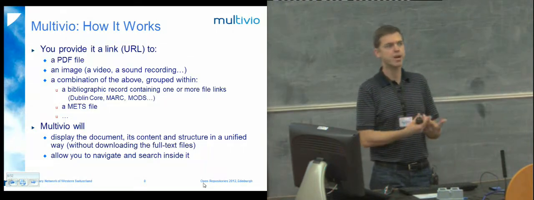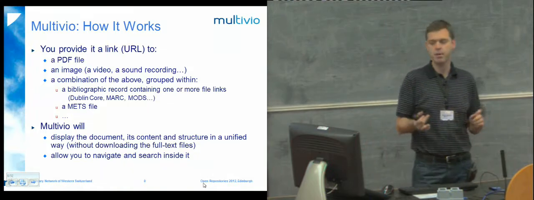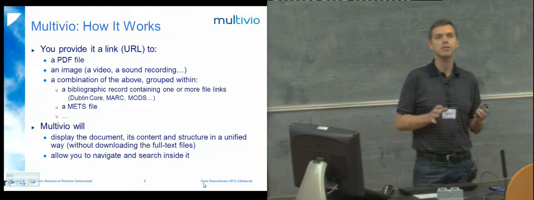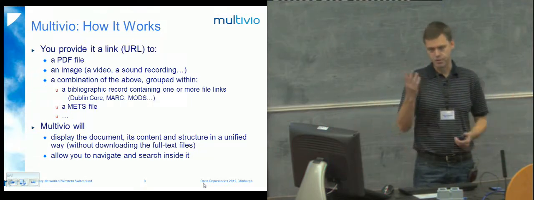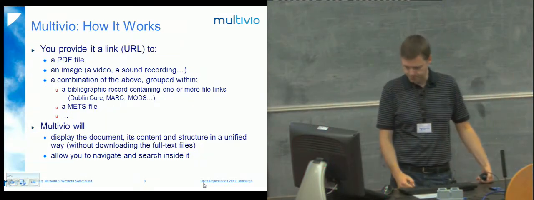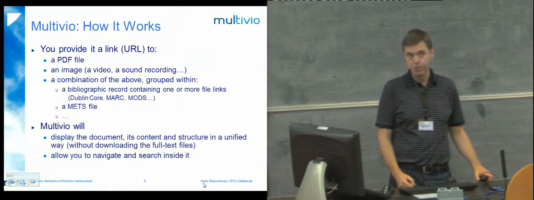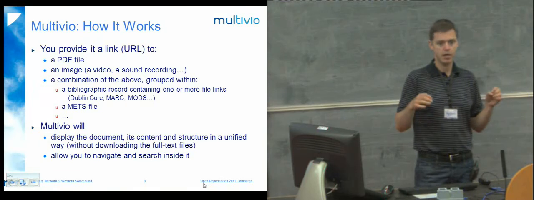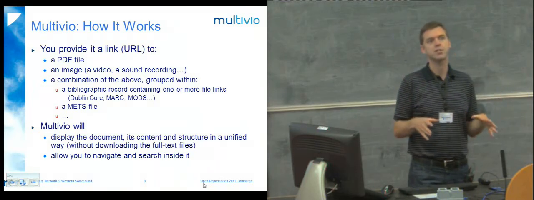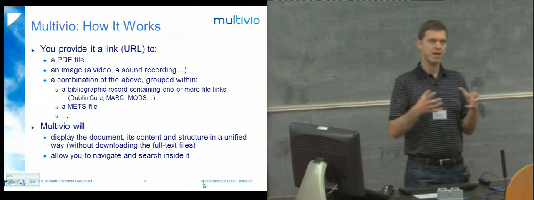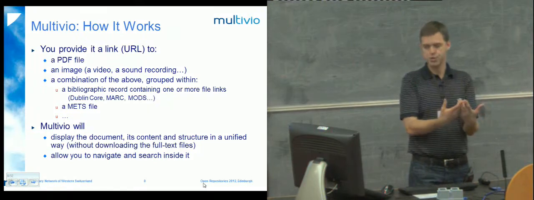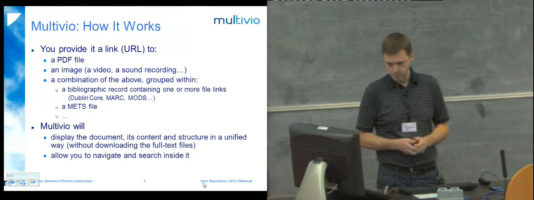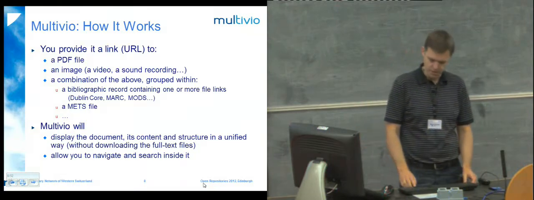This can be a bibliographic record, like a Dublin Core record, a MARC, or MODS, or you can even provide a METS file that aggregates a lot of content. I'll show you an example in a moment. So Multivio will take this URL, find out what's behind, investigate the structure and the content, put everything together, and provide it to the user in a convenient interface, and allow to navigate and search inside it.